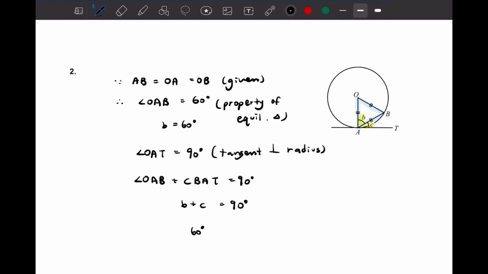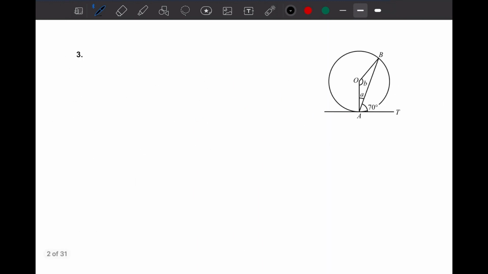So B plus C is 90. So 60 plus C is 90, and therefore C is 30 degrees. Okay, if there's no problem, then we'll look at question 3.